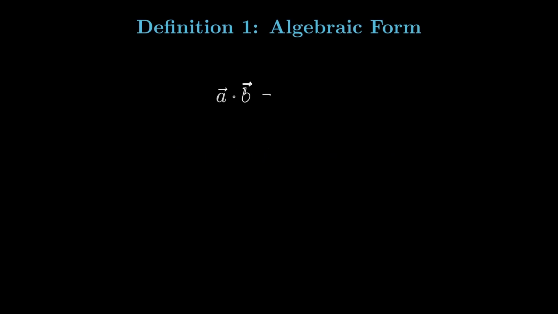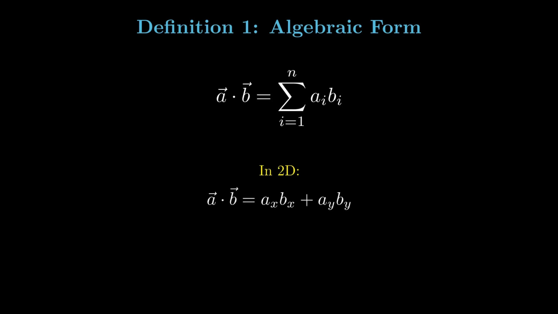Welcome. Today, we're looking at one of the most useful tools in linear algebra, the dot product. Let's start with the algebraic definition. It's actually very straightforward. If you have two vectors of the same size, you just multiply their matching numbers and add them up. In 2D, it's simple. Multiply the x's, multiply the y's, and add the results. This logic works exactly the same way in 3D or even higher dimensions.